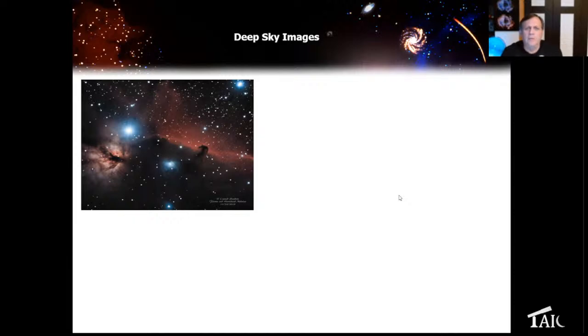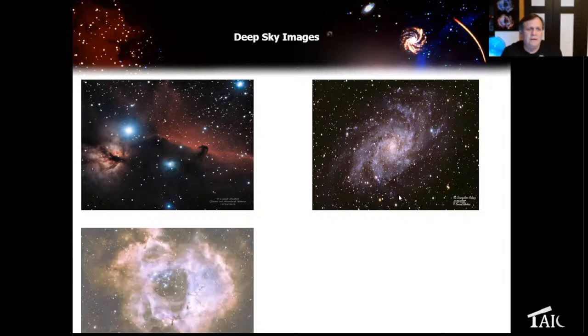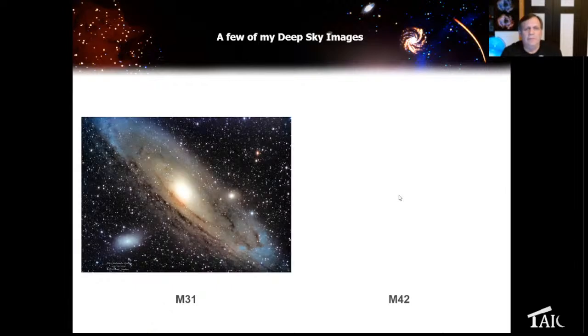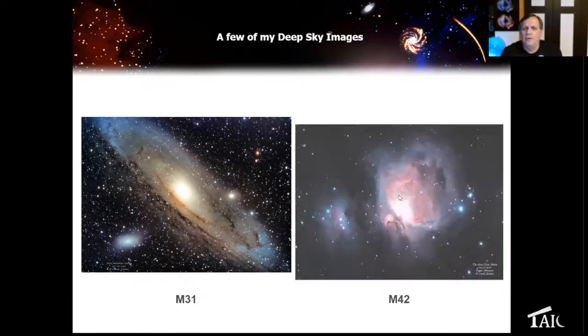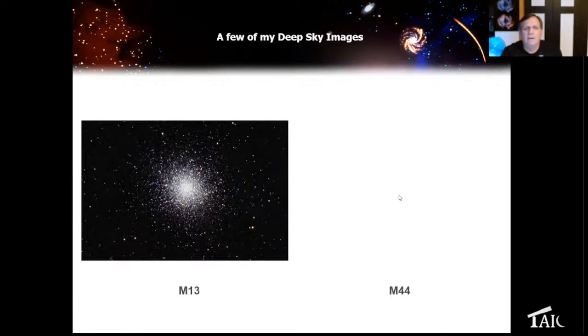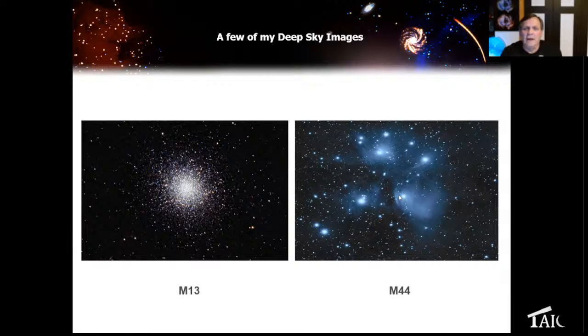This is taken with a HyperStar, the Horsehead Nebula. Another HyperStar, the Triangulum Galaxy, the Rosette Nebula. And the other one here was Bode's Galaxy. That's when I decided I wanted to start doing galaxies and getting bigger images of Bode's Galaxy. M31 just fits, it doesn't quite fit in my HyperStar. M42, the Orion Nebula. M13, a recent one this summer. And then the Pleiades, I actually took this picture from our Cherry Grove Observatory using our Takahashi. And I was really happy with the nebulosity that I got out of that photo.